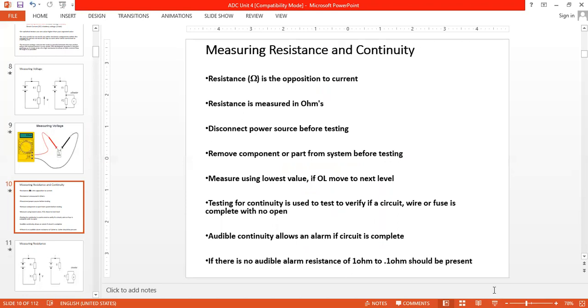If needed, move to the next level. Testing for continuity is used to verify whether the circuit wire is complete with no open. Audible continuity sounds an alarm if the circuit is complete. If there is no audible alarm, there is resistance. Thank you.